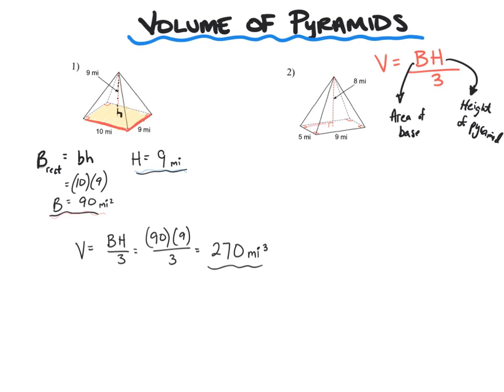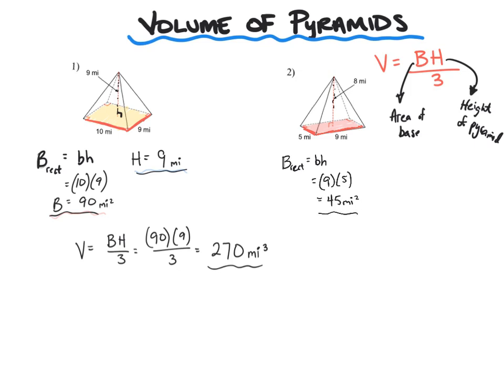Let's identify our base. It's the one that's not the triangle in this case. So my base is again a rectangle. To find the area of a rectangle, remember it's little b times little h. Only looking at the rectangle, the base is 9 and the height is 5. The area is 9 times 5, so the area of my base is 45 square miles.